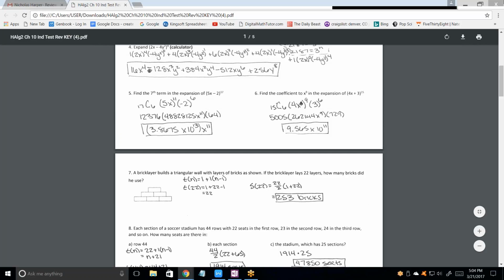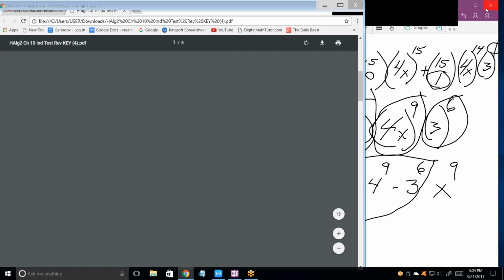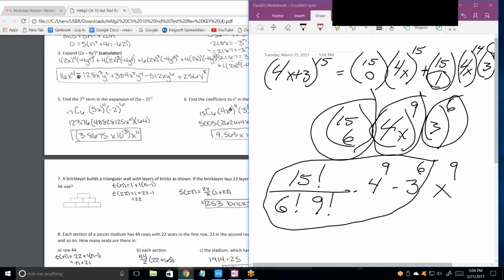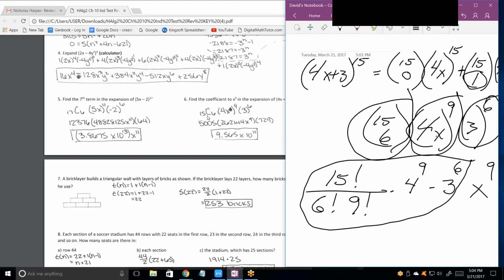Okay, so if we compare her answer with mine, the first part is 15 choose 6. That's what 15 choose 6 is, times 4 to the 9th times 3 to the 6th. So she figures it all out and gets this number here.